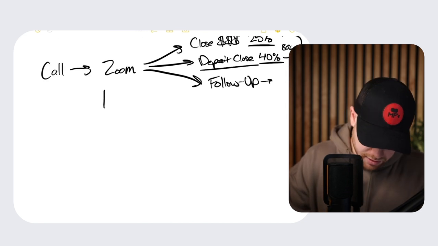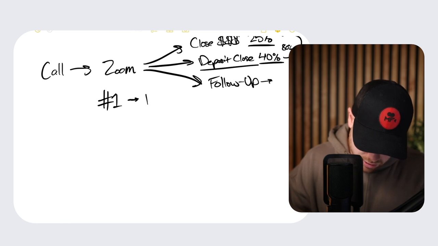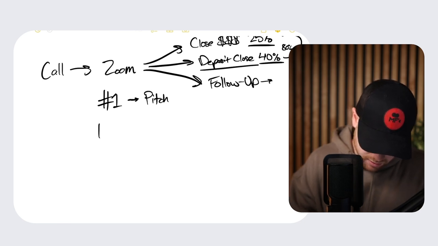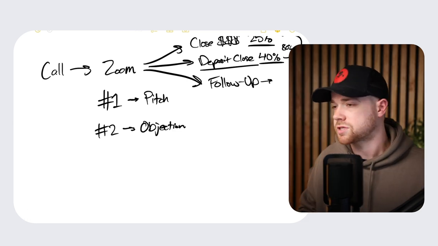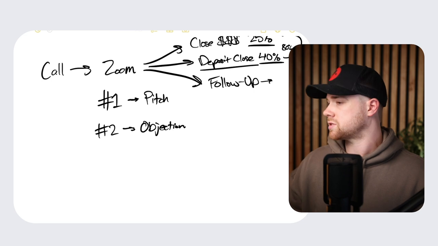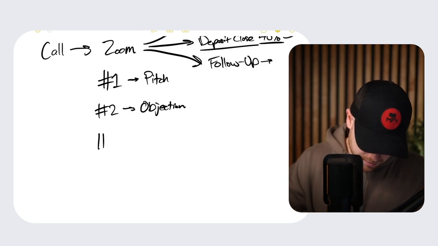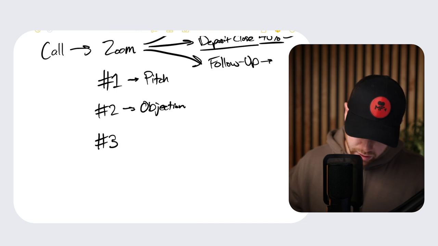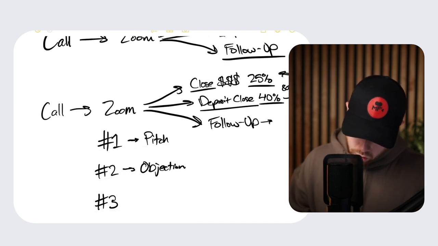So step number one, typically you get to the end of your pitch, you pitch your prices, you pitch what it is. Then number two, typically a client gives you some sort of objection. So they say, I don't know, it's just not the right time for me right now. I don't know if I can do this. Yeah, there's a lot going on, whatever, right? And then typically from here, people will do one of two things. They'll either be able to overcome the objection and close the sale, or they won't be able to overcome it and then they'll schedule some sort of follow-up.